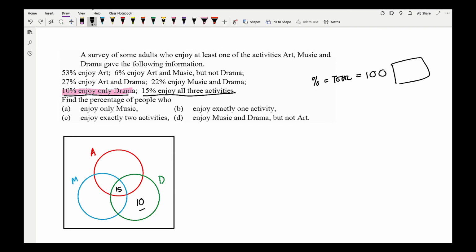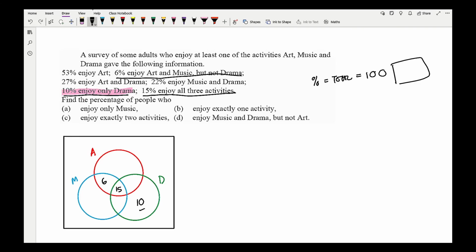It then says, picking up another one, that 6% enjoy both art and music but not drama. Now the section that is both art and music but not drama is going to be this part here, so that's going to be 6. And again, I'm going to put a line through that to say I've already used that bit of information.